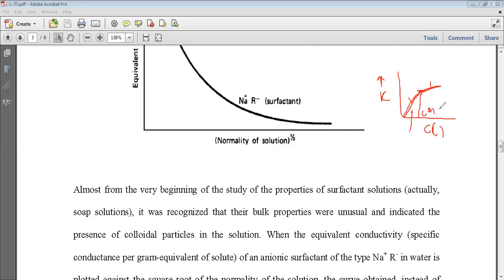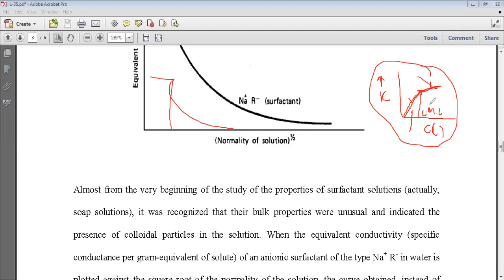This is the simple experiment which is usually performed. From this experiment we can determine the equivalent conductance, and when we plot it against under root of concentration, we get this type of graph. So this point can also be taken as the CMC.